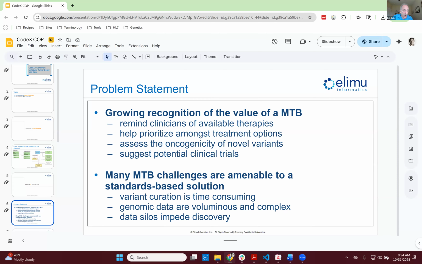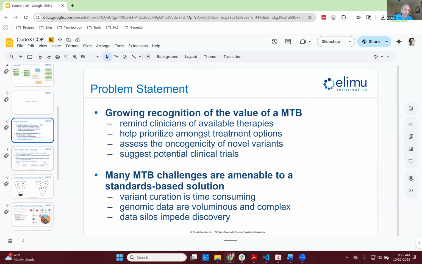And then to Yuri's point, data silos in P discovery. So the more that we can standardize the type of data that's flowing into the molecular tumor board, or the outcomes of the molecular tumor board, the more we can gather and aggregate all that data for a learning health system and for ongoing research. So this is what inspired us to start this project.